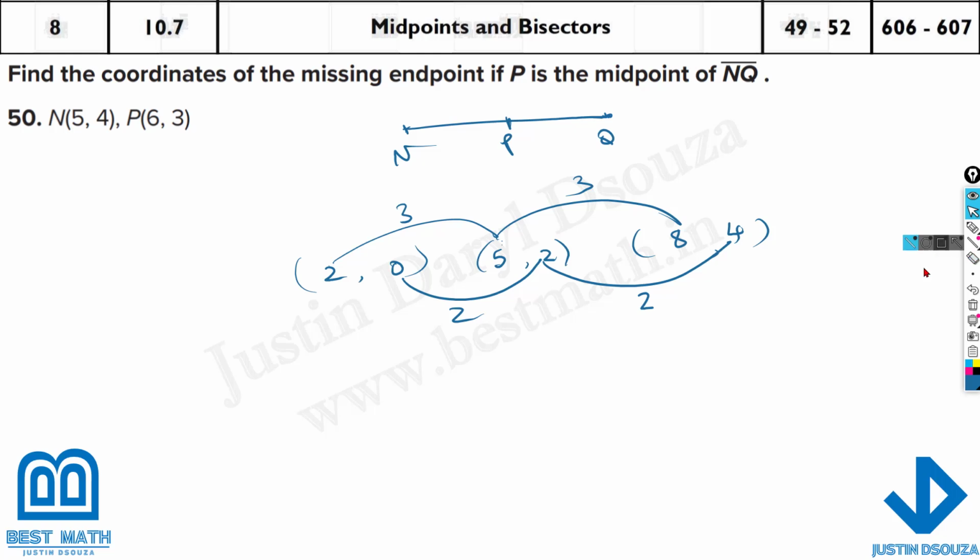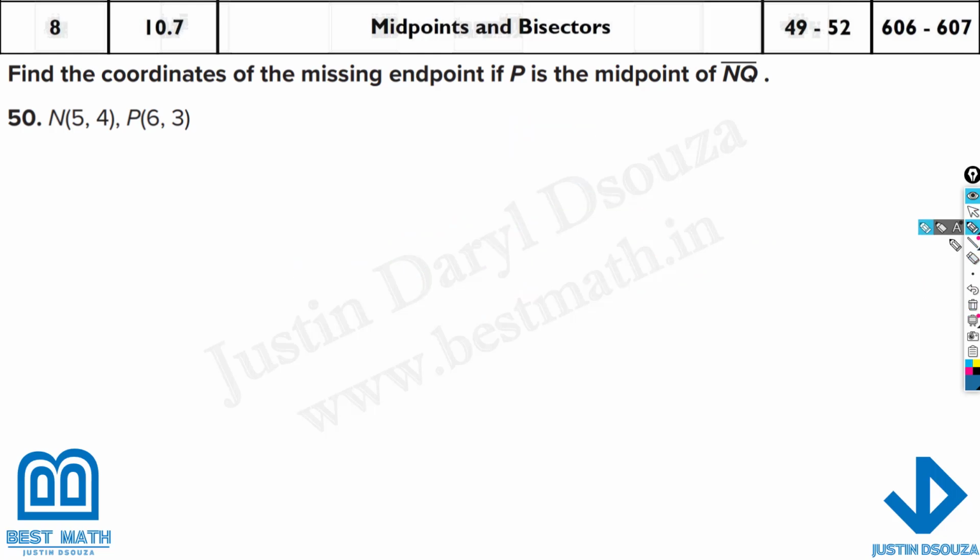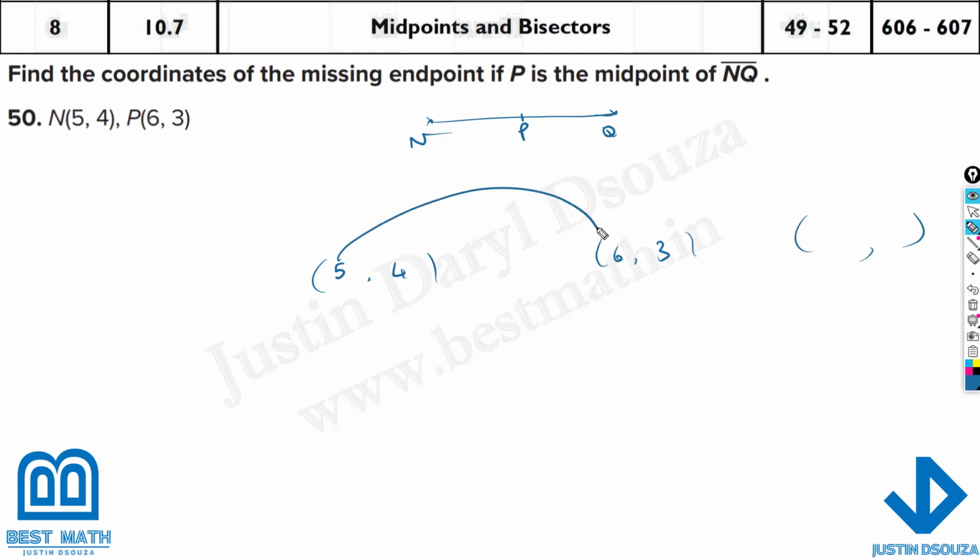What about this one? Here it's the same question, only the points are changed. So here N, Q, and midpoint is P. Let me write the first point, 5, 4. The midpoint is 6, 3. And the final answer will be, from y to y it's 1. So from y to y also it should be 1.